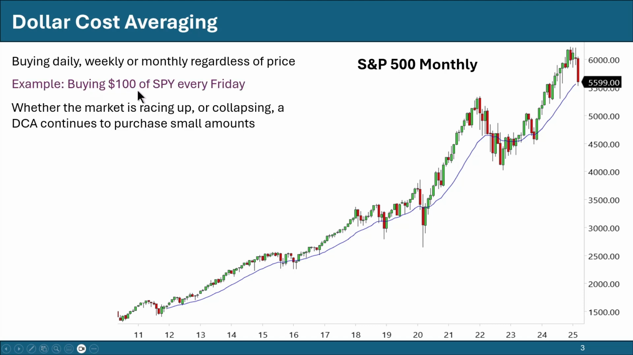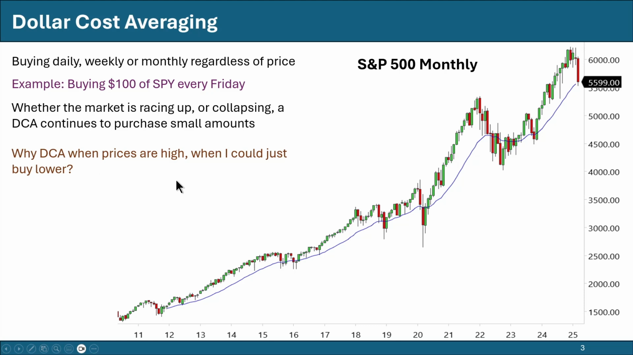So for example, buying $100 of the SPY, the S&P 500 ETF, and you're doing that every Friday. And if you are dollar cost averaging, I would recommend just setting it up automatically so that your broker automatically buys $100 of that stock for you every week. So you don't have to manage it. It's just automatically done for you. And you look a year later, 10 years later, and you can see your returns.